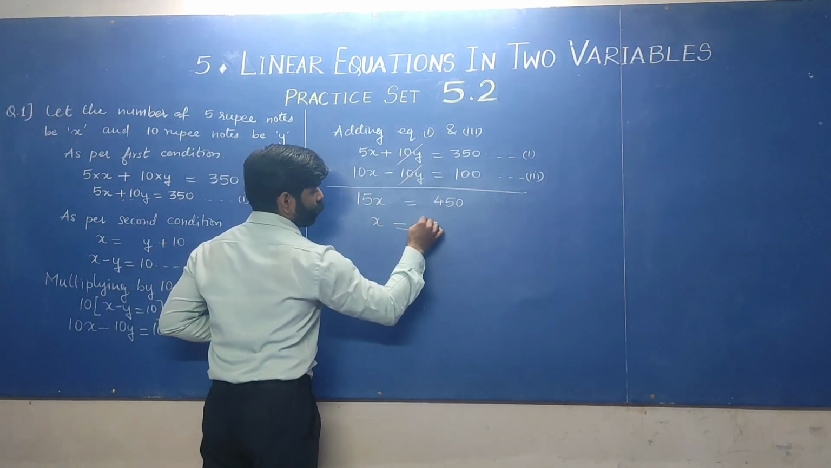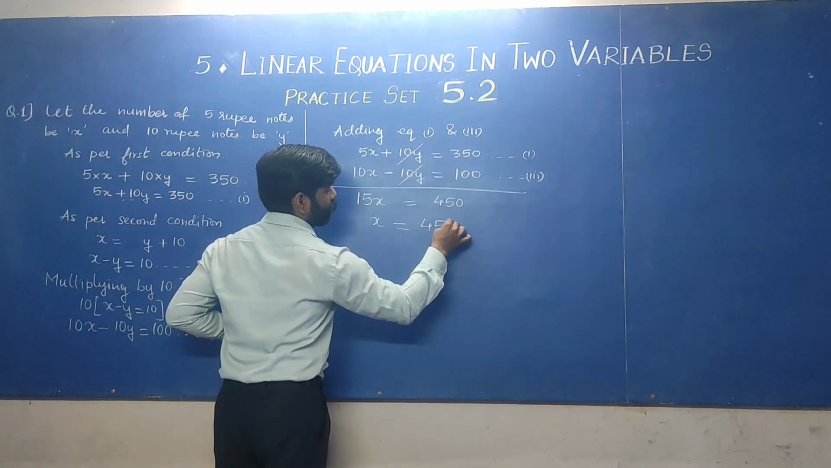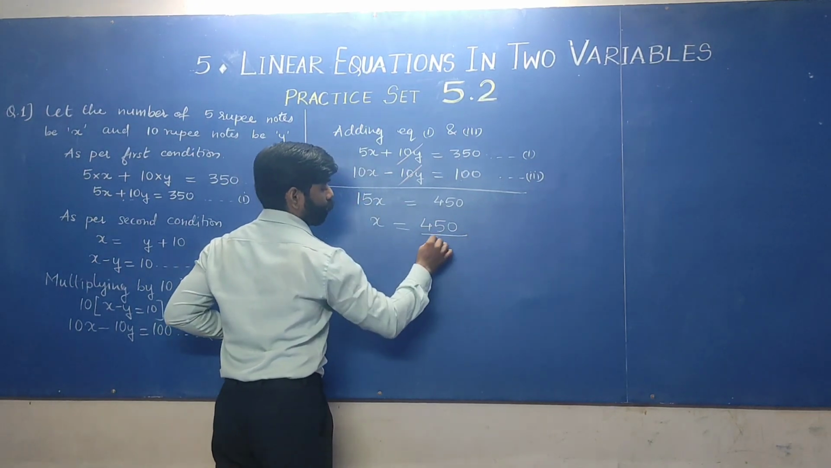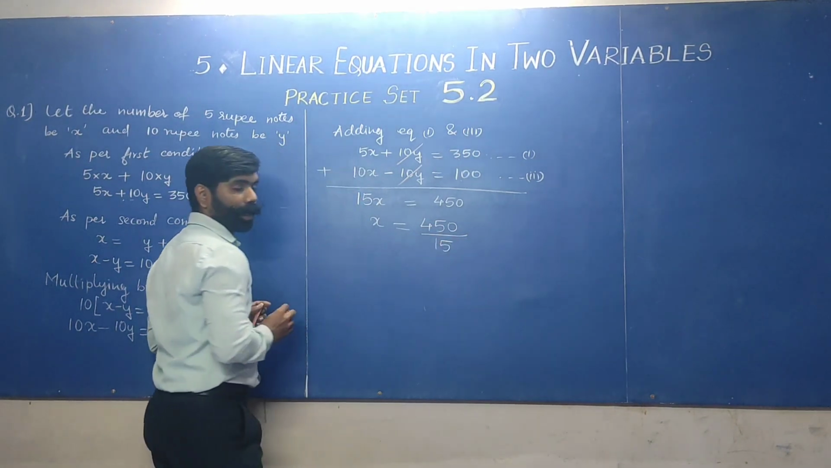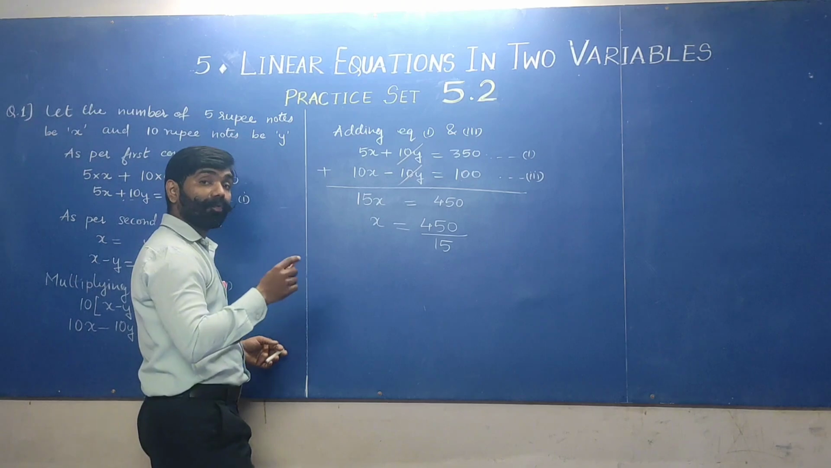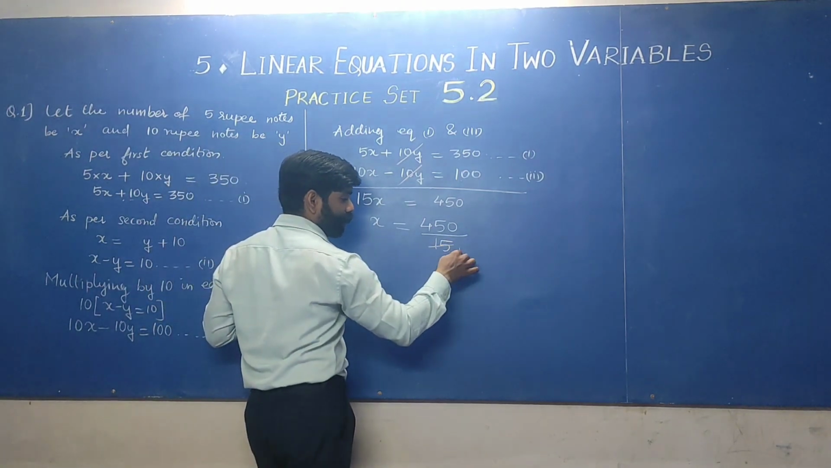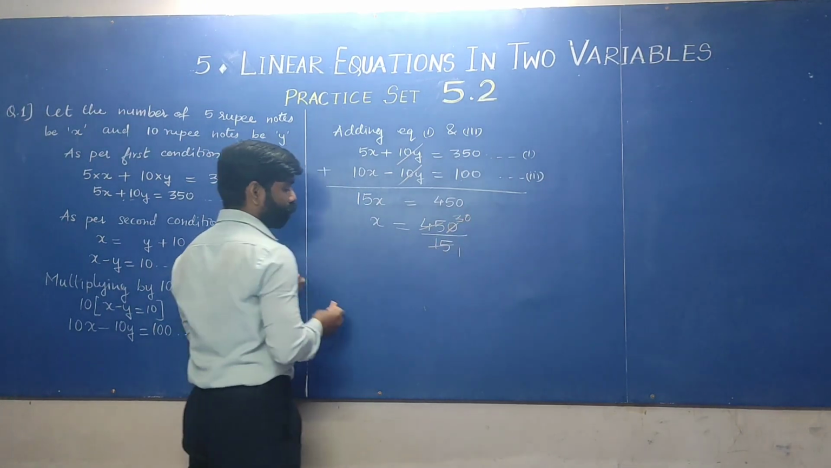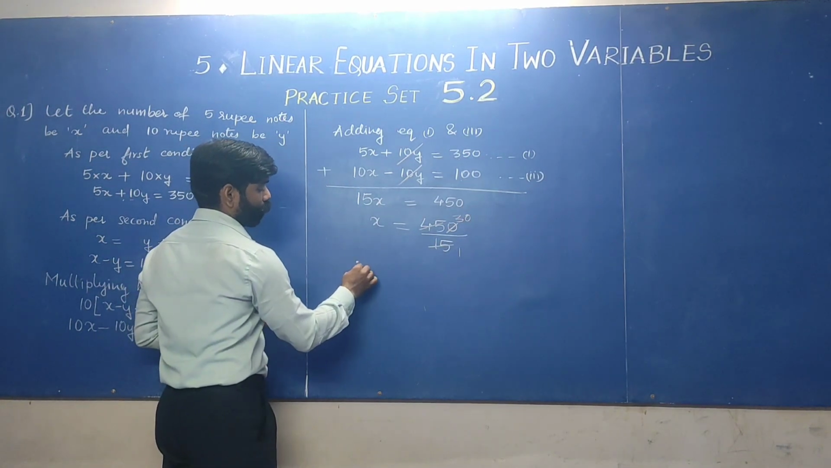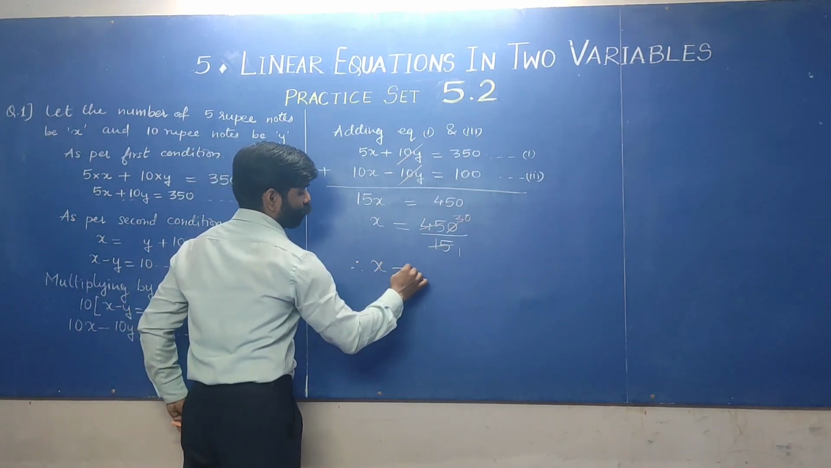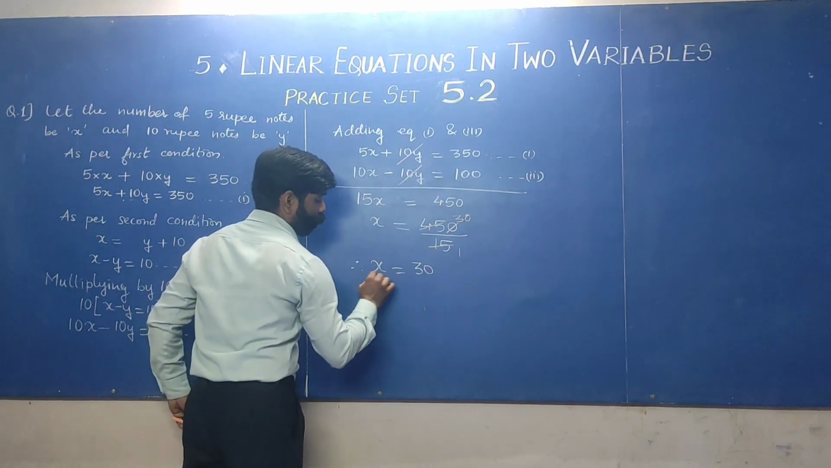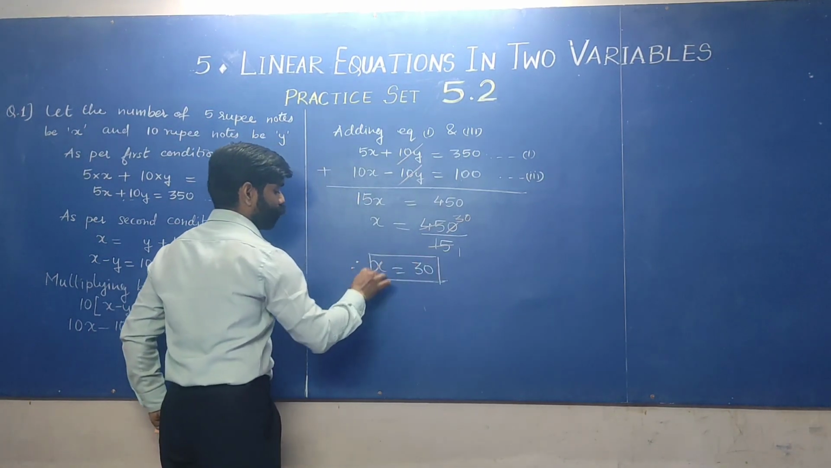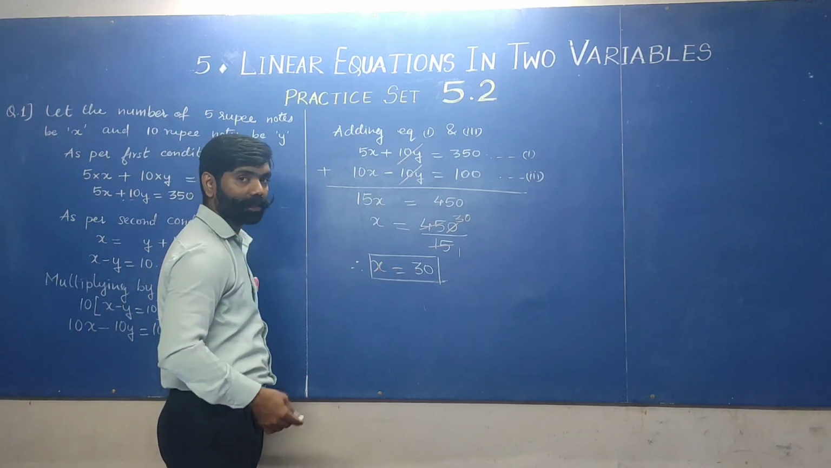X is equals to 450 upon 15. Okay, so we are going to take the table of 15. 15 ones are 15, 15 threes are 45, 15 zeros are 0. So therefore the number of 5 rupee notes is 30, as the value of x is 30.